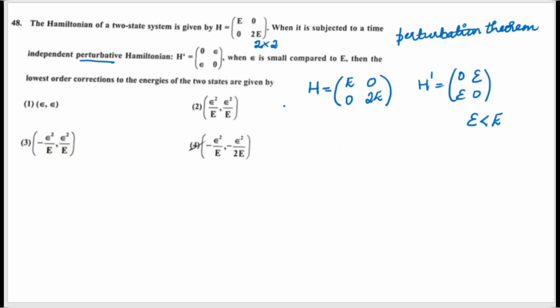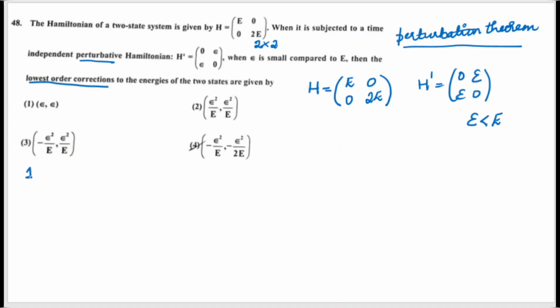This is also an easy question. It comes under perturbation theory in quantum mechanics. Yeah, let us solve this question. They are asking here for the lowest order correction. What this means is we need to go from the first order correction, then the second order correction.